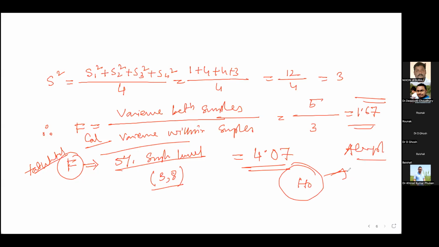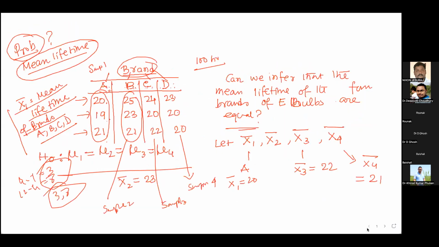Therefore, we can say that, going back to the original problem, the average or mean lifetime of the 4 different brands of electric bulbs are equal, because the null hypothesis was accepted. Is that clear, the calculation, dear participants? The calculations are clear?